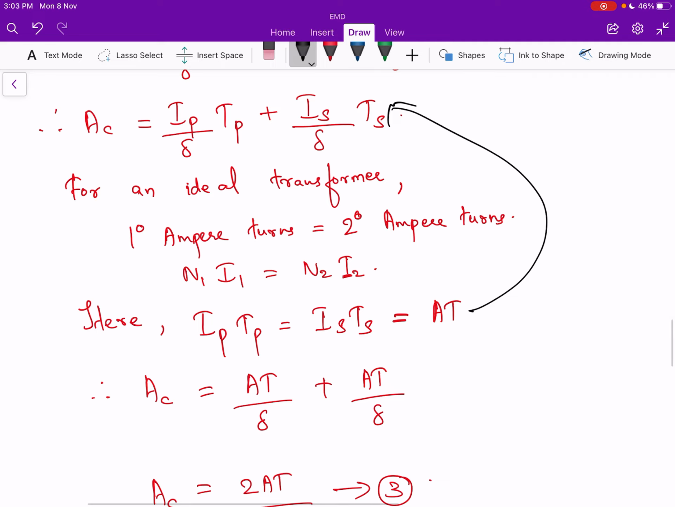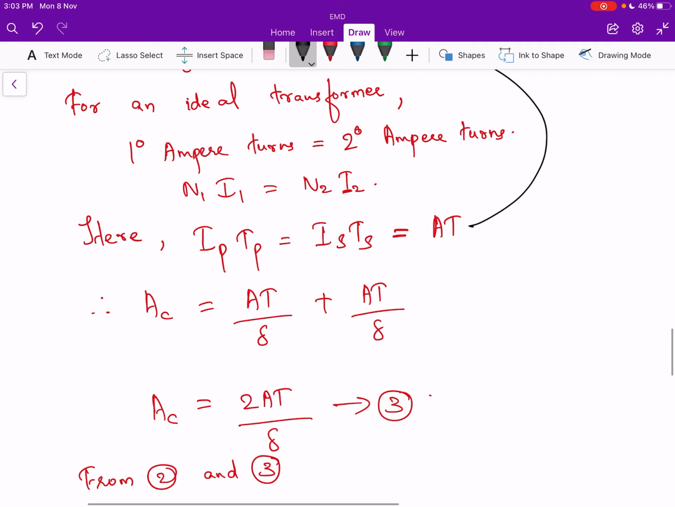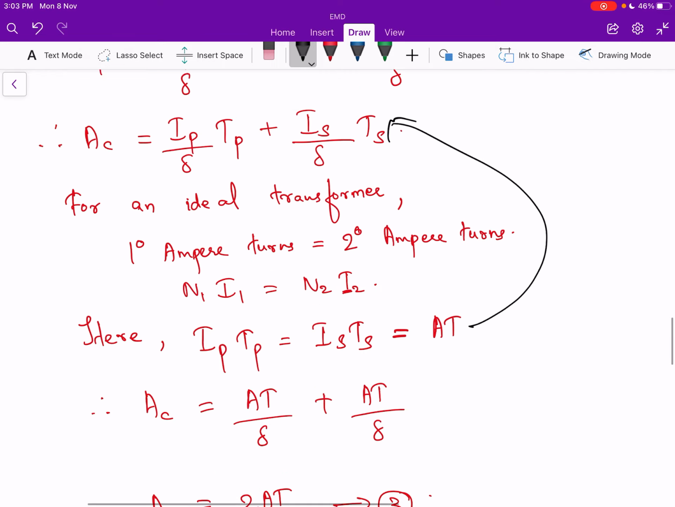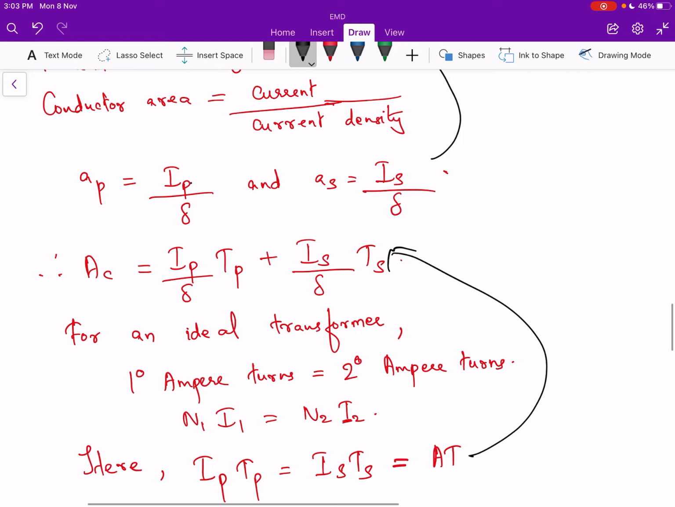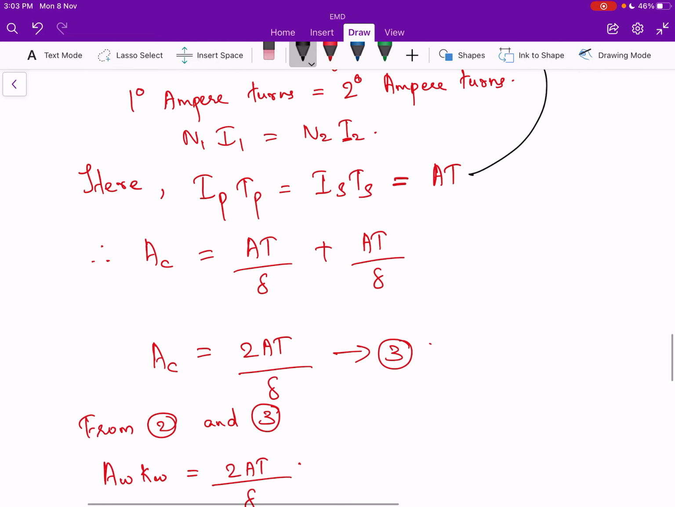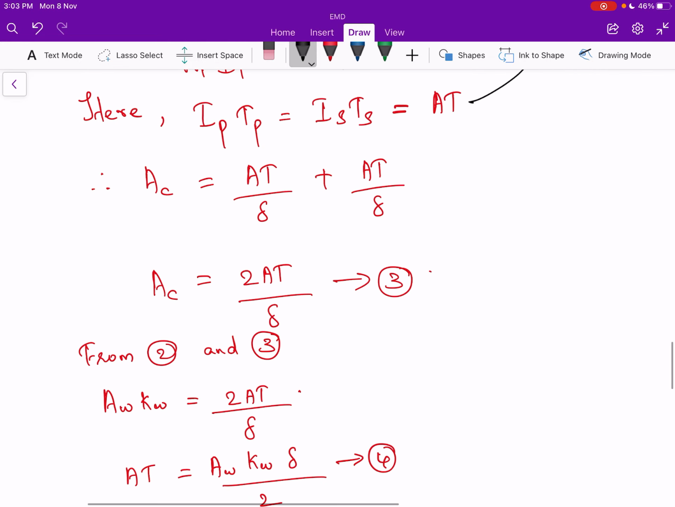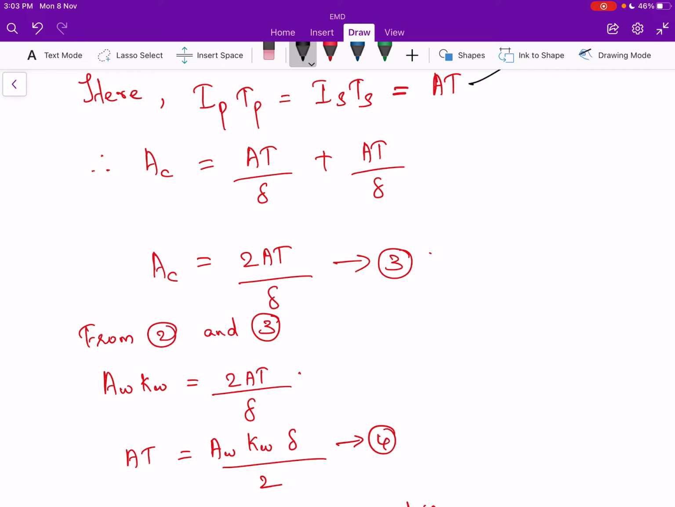So we have written AC as 80 by delta plus 80 by delta. That means AC is 280 by delta. So we have denoted this as equation number 3. Equation number 2 was an expression for AC. We got that as AW KW, and now we got the expression for AC as 280 divided by delta. So we can equate these two expressions. From that we'll get AW KW is equal to 280 by delta. Both are the expressions for AC.